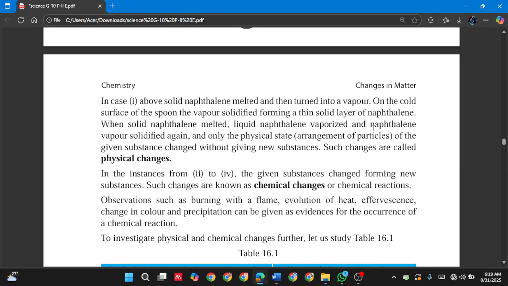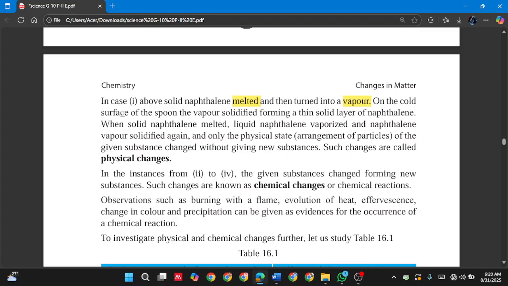So in case 1, above, solid naphthalene melted. Mothballs, they melted and then turned into vapor. First they melted, then turned into vapor. On the cold surface of the spoon, the vapor solidifies. First, when the spoon is heated in the Bunsen burner, it gets hot. So the solid naphthalene gets melted and vaporized. But when we close it with the cold spoon, that vapor gets solidified, so it goes backward.